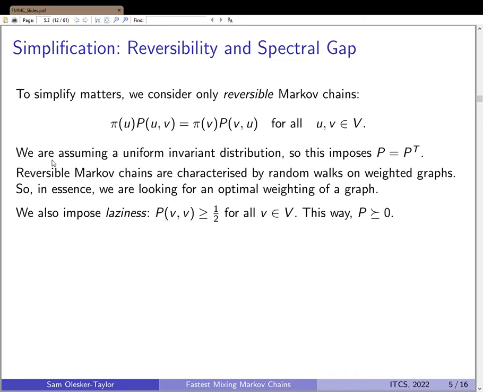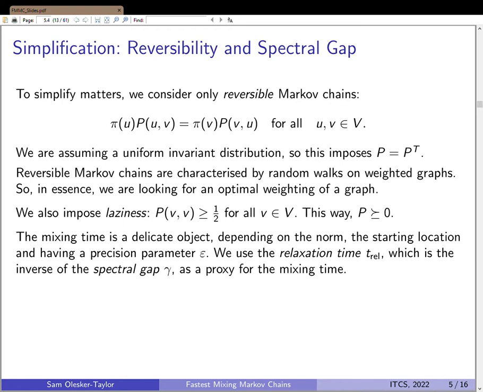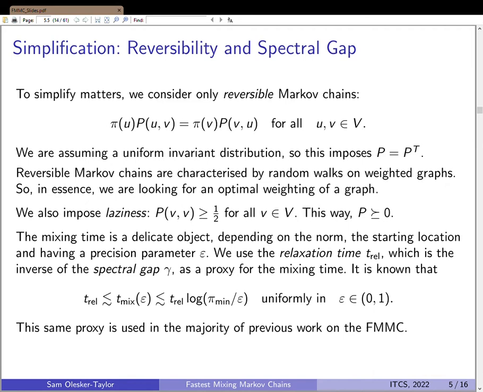We're also only interested in bounds on this fastest mixing Markov chain problem up to constant factors. And so we're happy to impose laziness. And this is helpful because then all our spectrum is non-negative. Okay, the mixing time, though, is a rather delicate object. It depends on the norm, which we've chosen as total variation, but also depends on the starting location and the precision parameter epsilon. Instead of looking at the mixing time, we're going to look at the relaxation time and use this as a proxy for the mixing time. It's well known that the relaxation time and the mixing time differ by, at most, a logarithmic factor. This same proxy has been used in the majority of previous work on the fastest mixing Markov chain problem.